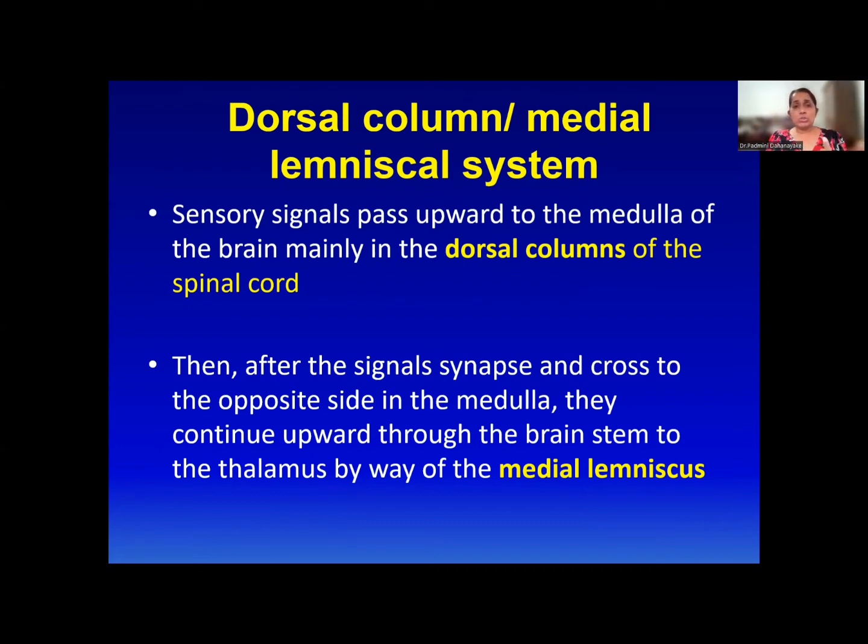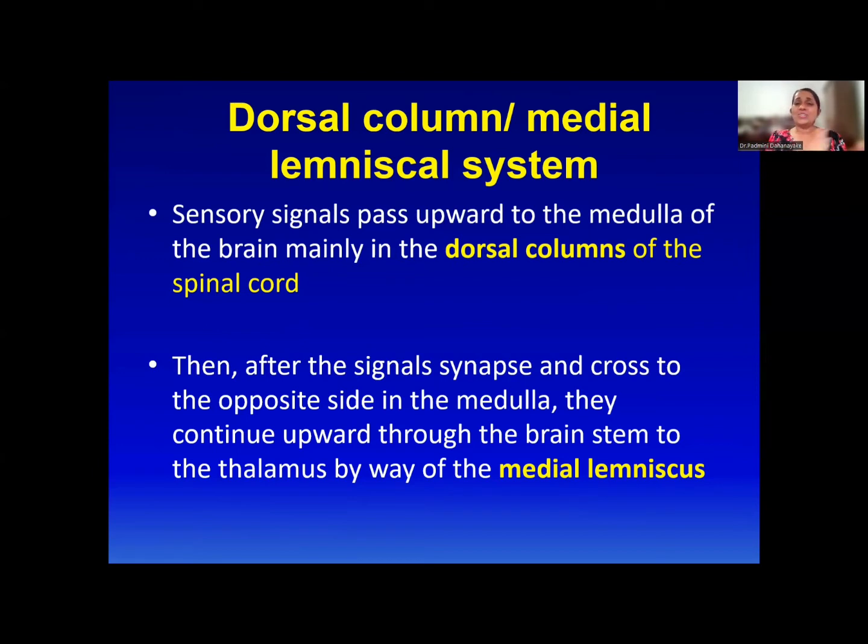They have the cuneate nucleus and the gracile nucleus, and they will synapse; that is the second order neuron. Immediately after this synapsing, they will quickly decussate to the opposite side and travel along the lemniscal pathway, that is called the medial lemniscus, right? And going to the third order neuron, which is located in the ventrobasal complex of the thalamus. From the thalamus, the signals from the third order neuron will go and end in the somatosensory area 1.